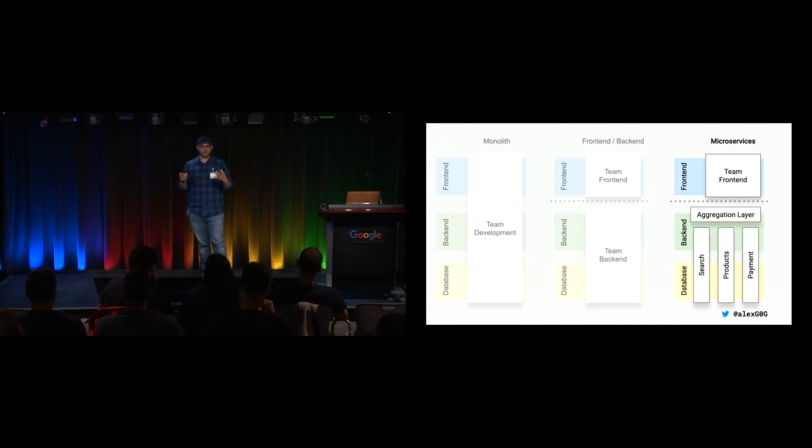So as our application grew, we started to cut the backend into slices, known as microservices. We might have a dedicated system for our search, a dedicated system for products, or for payment. But we still had to put an aggregation layer on top of that to allow our unchanged front end to still have one single gateway of entry to communicate with that backend.